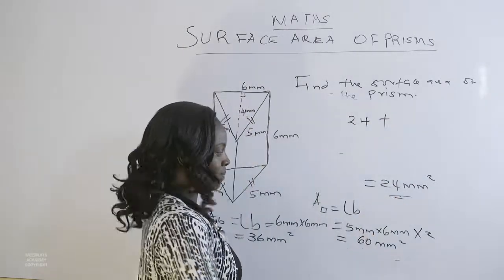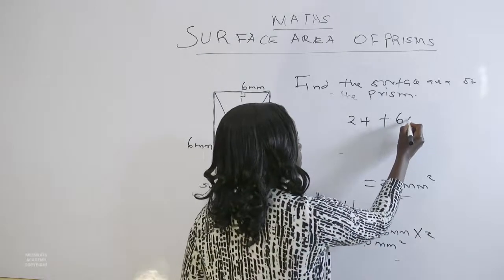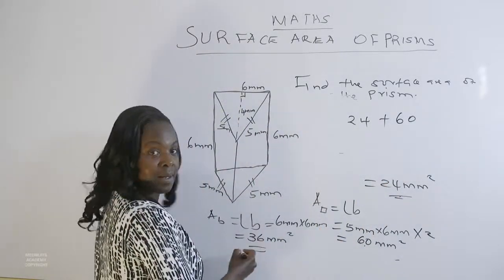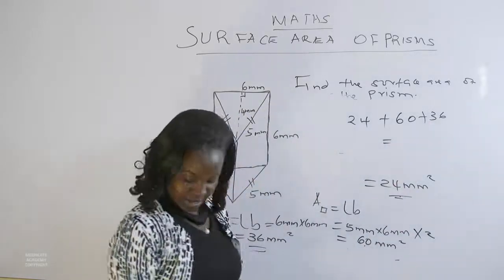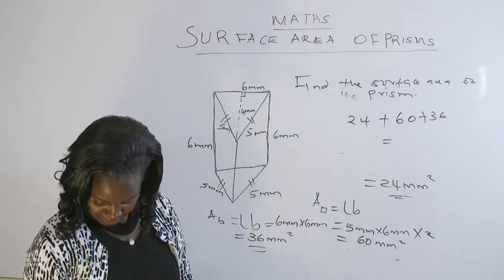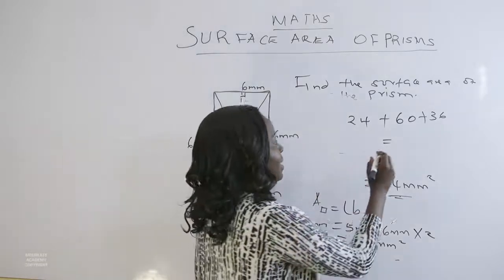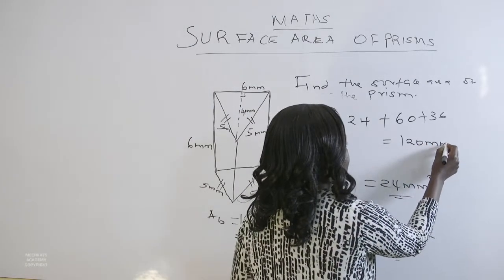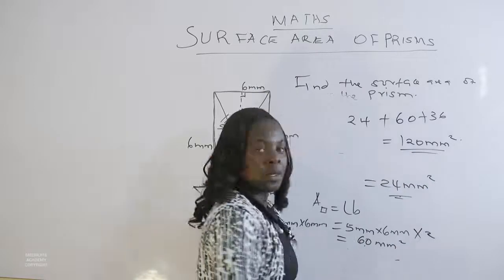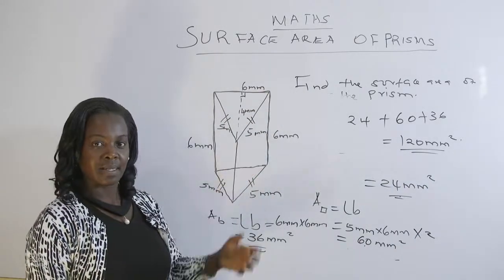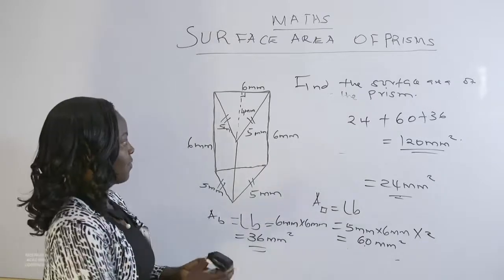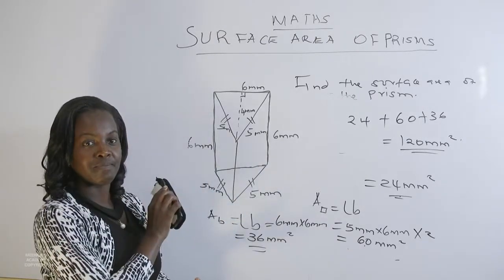So we have 24, we have 60, then we have 36. If we add them correctly, that will be 120. So that is the surface area for this prism.